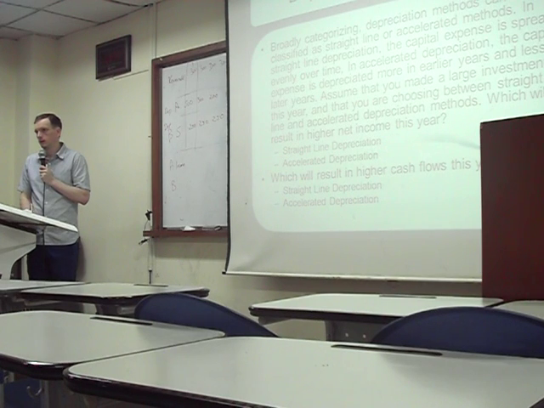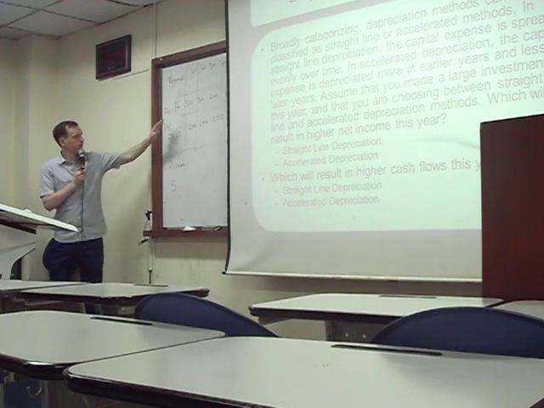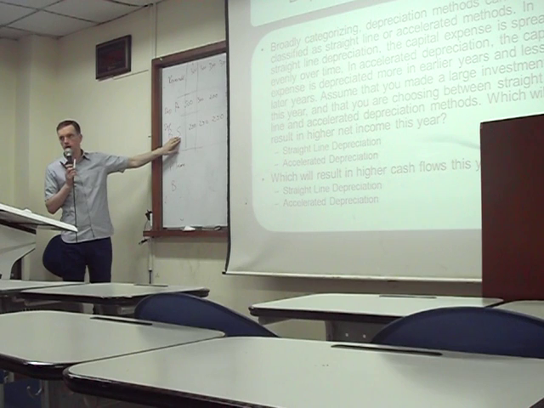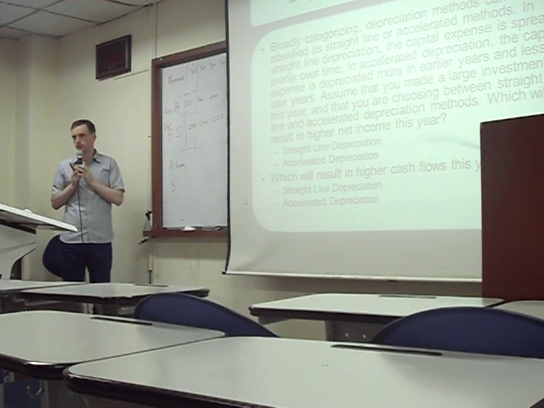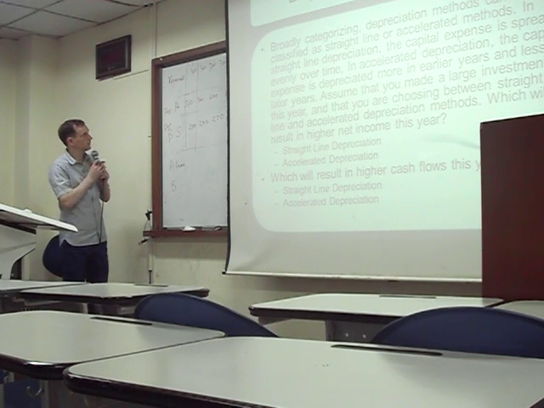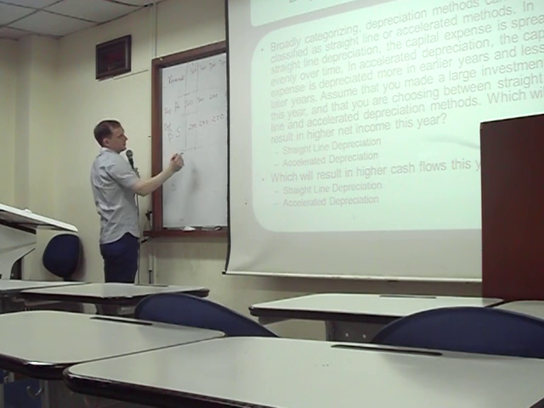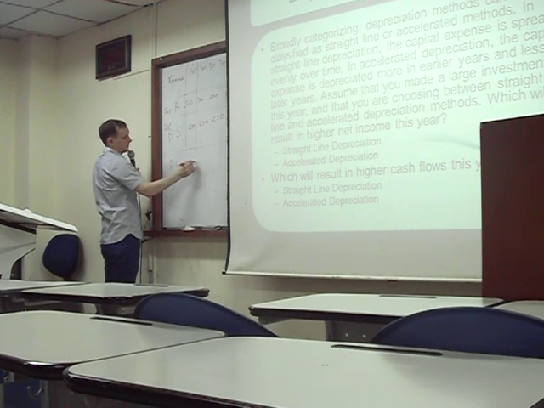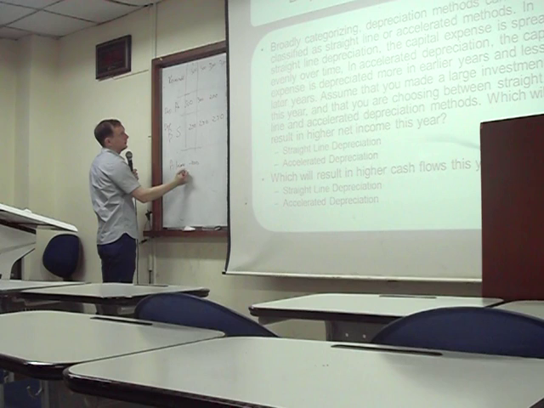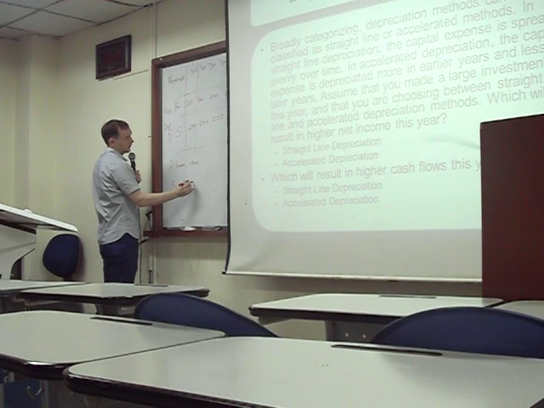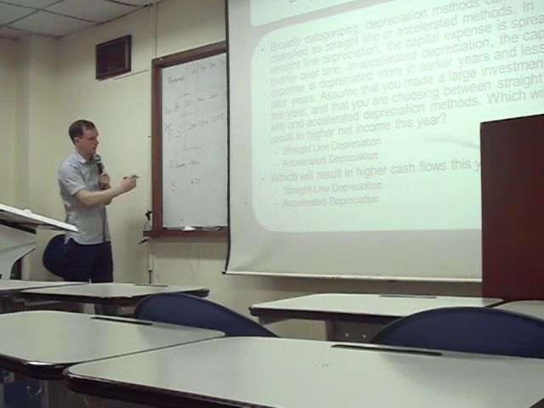Lee Jung-soo, what do you think about the first one? We have this one accelerated, this one straight line. Which one is going to have a higher net income? Straight line, so let's see. Revenue: A is going to be 300 minus 500, minus 200. B is 300 minus 250, plus 50.